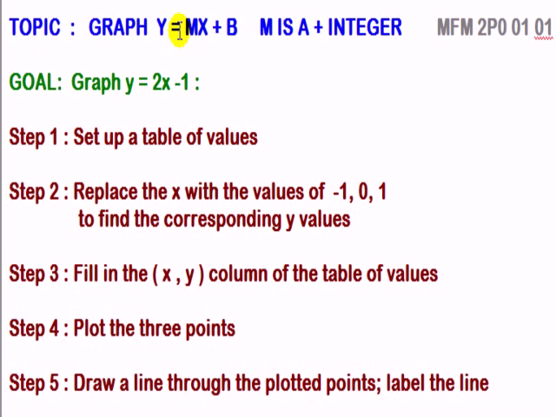Welcome. Today's topic entails graphing y equals mx plus b when the slope is a positive integer. The goal is to graph y equals 2x minus 1. To do this, you need to follow 5 key steps.